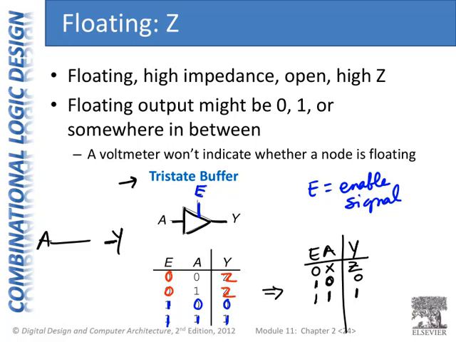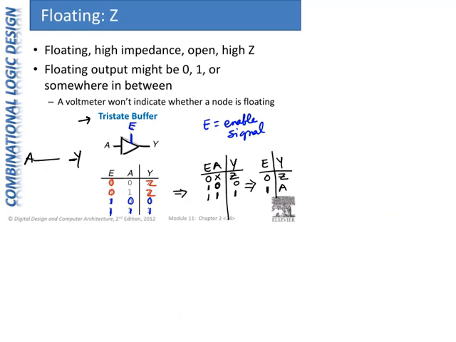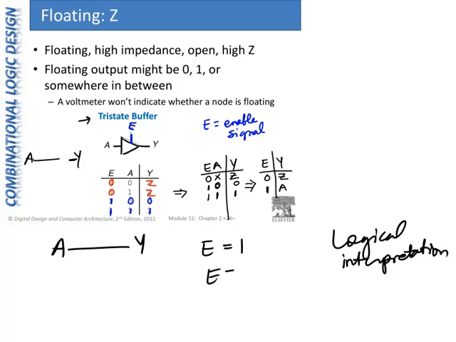I could even reduce this truth table further by entering variables or signals into my output column. We have E on the left, Y on the output. If E is 0, Y is floating. If E is 1, Y is just equal to A. So if we think of this in terms of a wire, when E is equal to 1, when it's enabled, logically, Y is just driven to the value of A. When E is 0, there's no connection between Y and A.